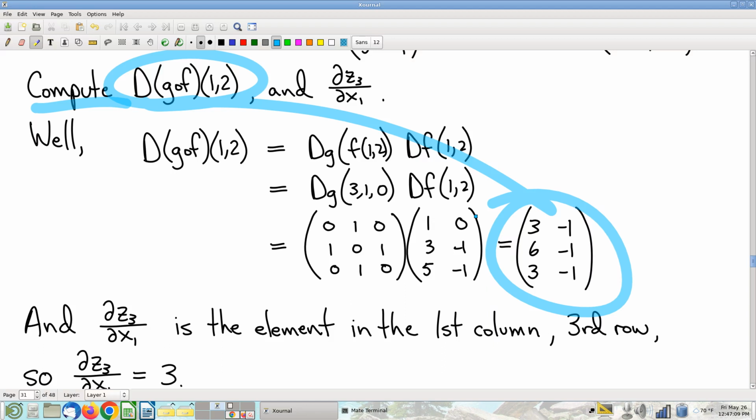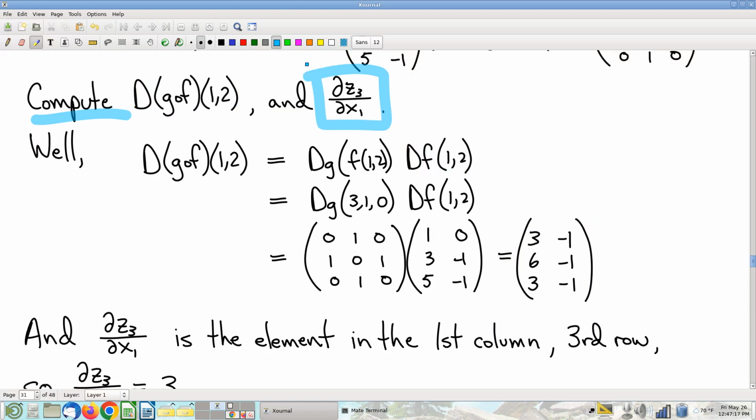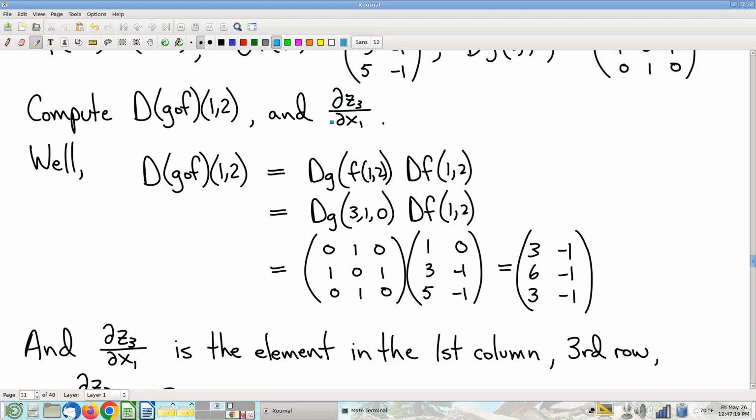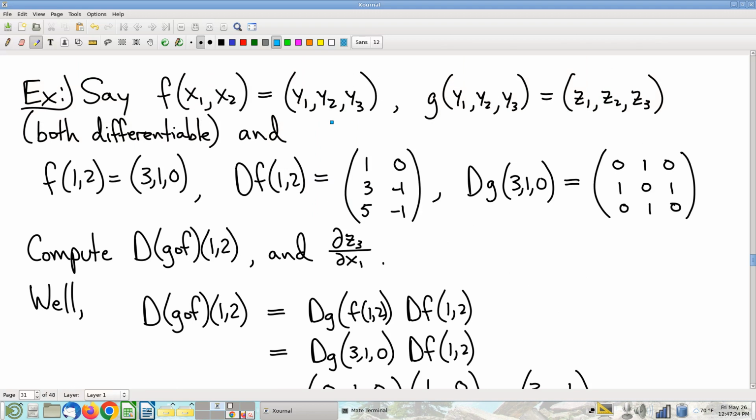Okay. All right. So now, how do we compute this partial derivative? What we have to do is think about what does it all mean? What do Z3 and X1 have to do with this question? And I make a couple of observations. First of all, notice X1 is the first input variable to F. That makes it the first input variable to the composition. First input variable. I want to know, it seems, a partial derivative with respect to the first input variable.